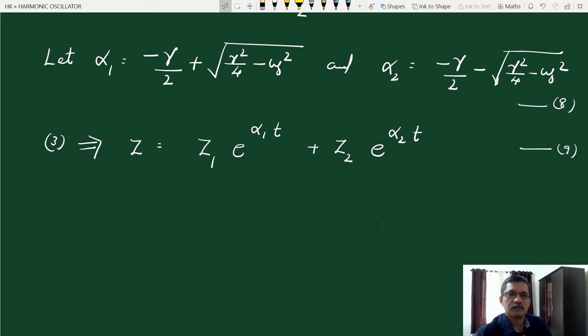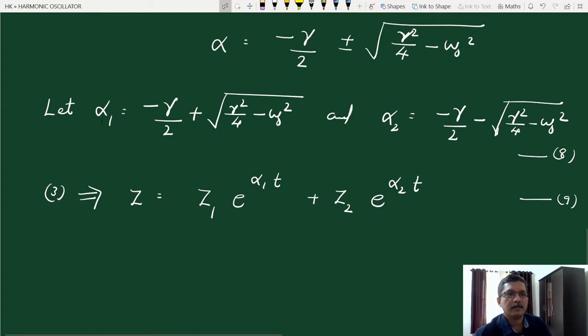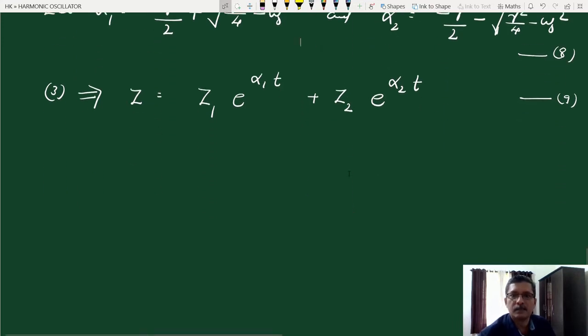Now we will consider three special cases. In the expression of alpha 1 and alpha 2 you have this square root, right? You have this term, square root of gamma square by 4 minus omega 0 square. So depending upon the relative values of gamma square by 4 and omega 0 square, where gamma is the damping term and omega 0 is the natural frequency of the oscillator, depending upon their relative strength, there can be three different cases. So let us consider each case separately.